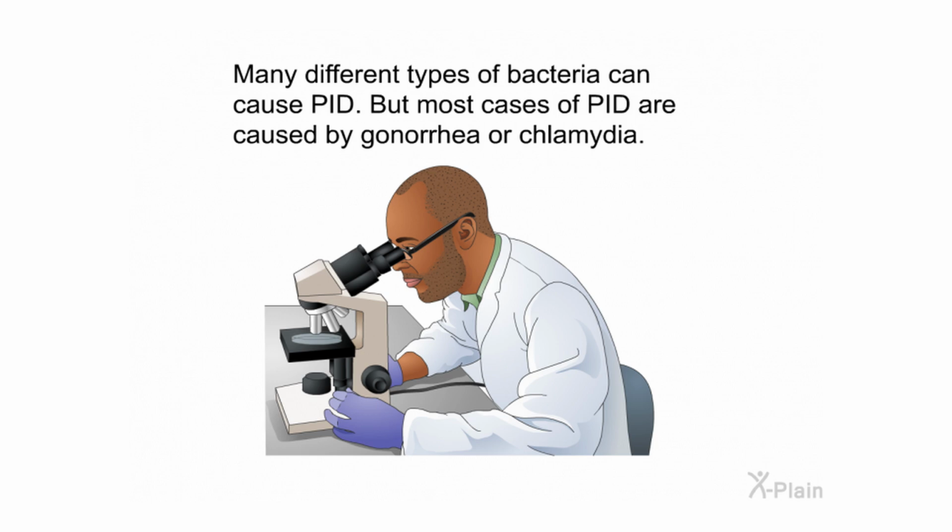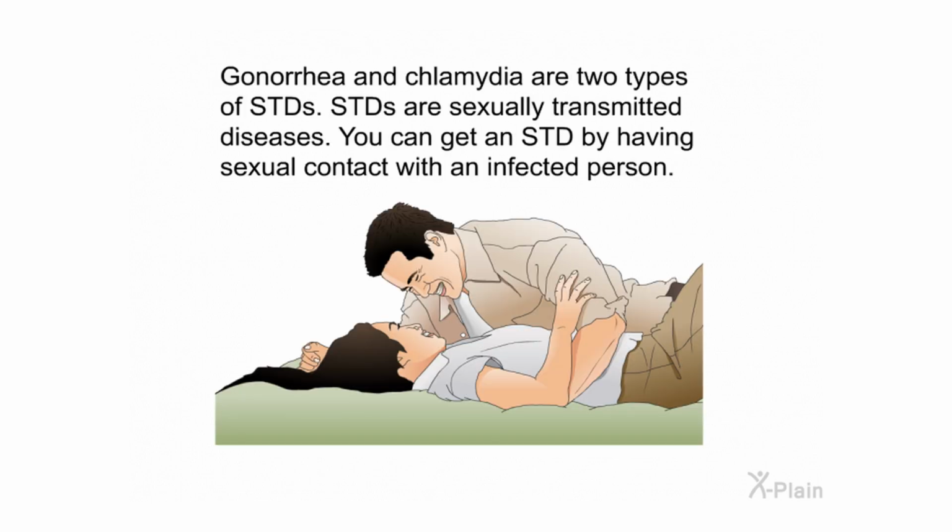Many different types of bacteria can cause PID, but most cases of PID are caused by gonorrhea or chlamydia. Gonorrhea and chlamydia are two types of STDs. STDs are sexually transmitted diseases. You can get an STD by having sexual contact with an infected person.